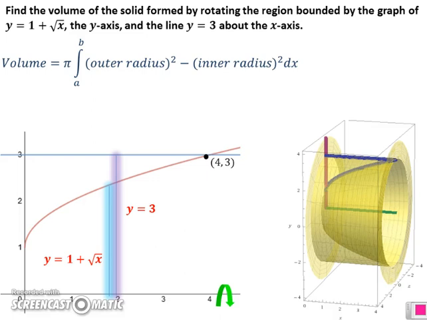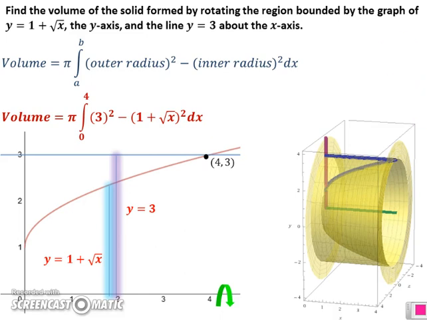6.01 is a really important section because it teaches you how to find the area between the curves. In this case, we just have to remember if there's a gap, we have to split them up into two pieces and square them separately. So the outer radius is 3 squared. The inner radius is going to be 1 plus the square root of x, squared. And then in this case, we're going along the x-axis, so our limits are 0 to 4.